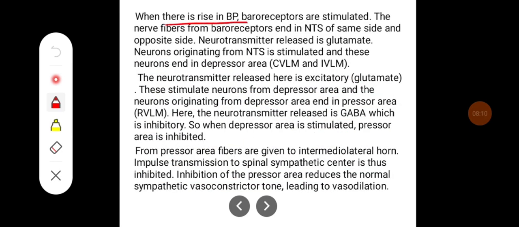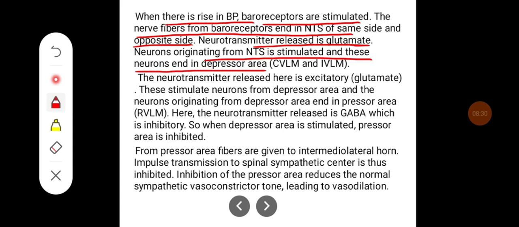When there is a rise in blood pressure, baroreceptors are stimulated. The nerve fibers from baroreceptors end in the nucleus tractus solitarius of the same side and opposite side. The neurotransmitter released here is glutamate. Neurons originating from the nucleus tractus solitarius are stimulated, and these neurons end in the depressor area. The neurotransmitter released here is excitatory, that is glutamate.